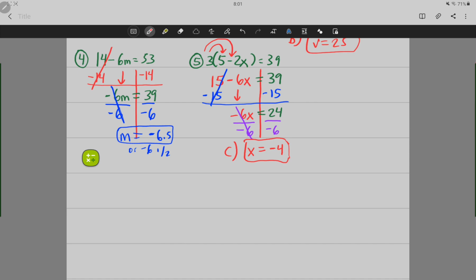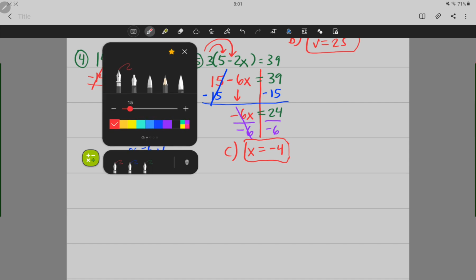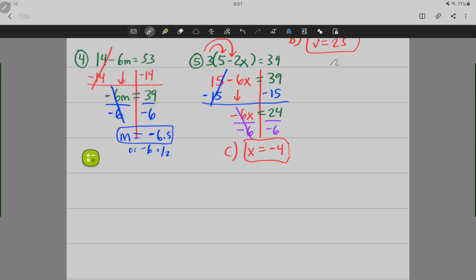Okay, now I mentioned there was another way to do this problem. For some people, they may like another way, but as in math, there's more than one way. So another way, again, you don't have to do both. I'll show you both, but you choose the one that you're more comfortable with.